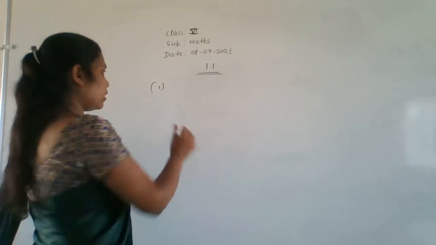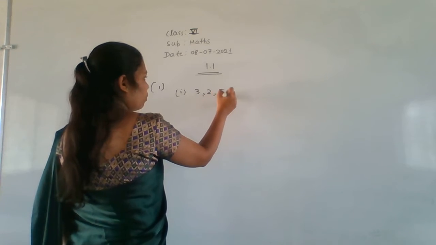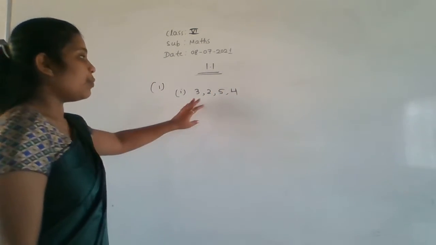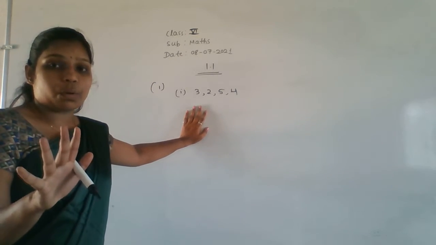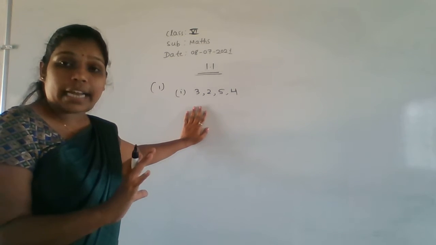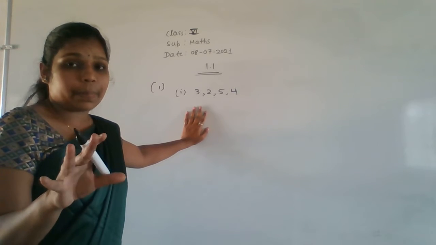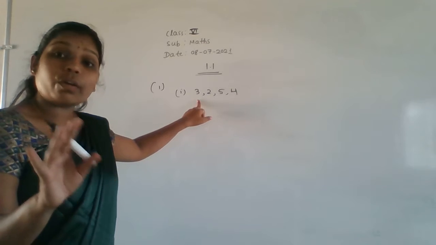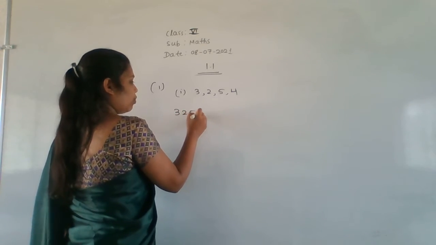The first one is given as 3, 2, 5, 4. You have to form 5 numbers using these 4 digits. They didn't mention smallest or biggest, they didn't mention anything here. You can make any 5 numbers using these 4 digits. So first I'll start with 3, 2, 5, 4.